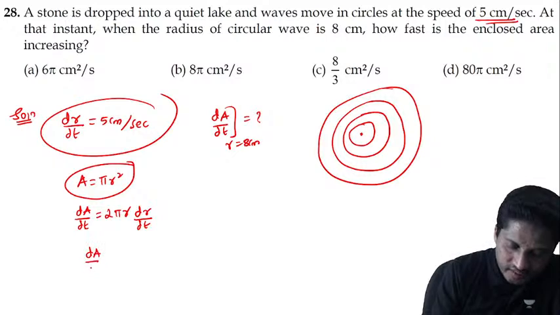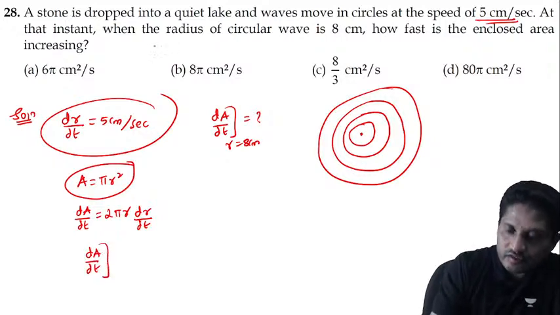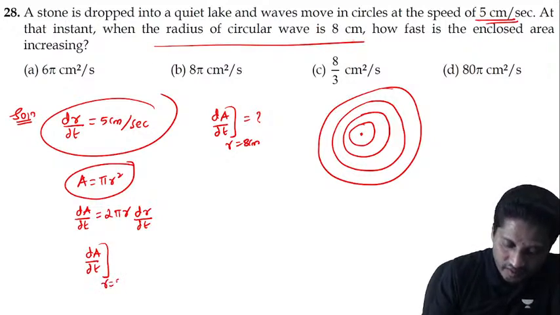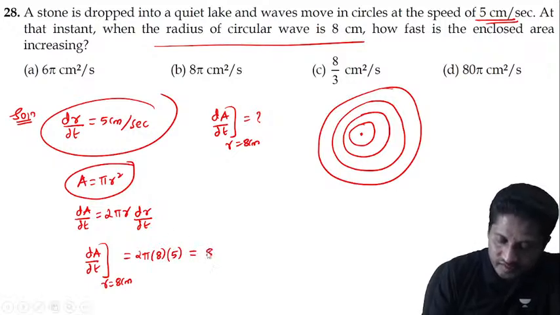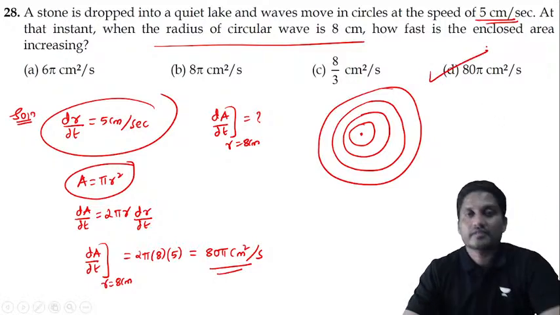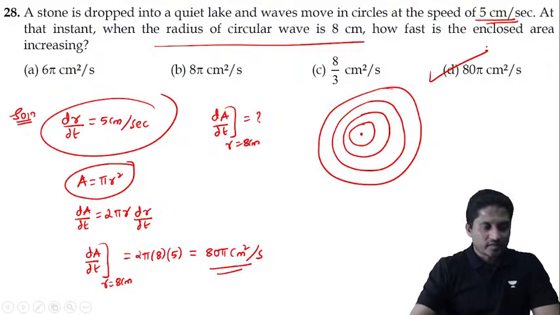The enclosed area is increasing, dr by dt, when the radius of the circular wave is 8 centimeter, r is equal to 8 centimeter. This is 2 pi into 8 and dr by dt is 5. Okay, so 5 tens 5, 2 10, 10 into 8 is 80 pi. Area, right, it should be centimeter square per second. Answer is option D. Right, let's move to the next question.